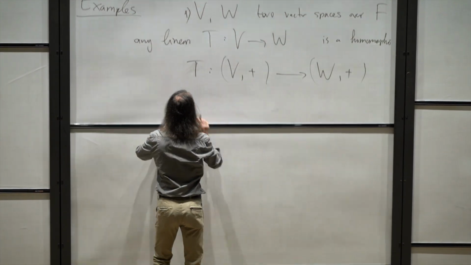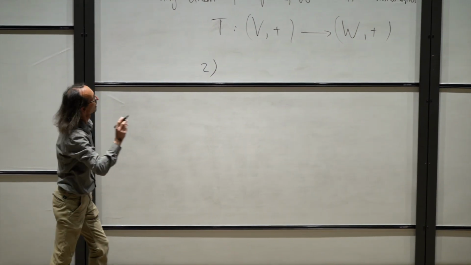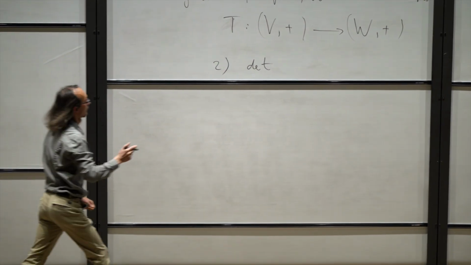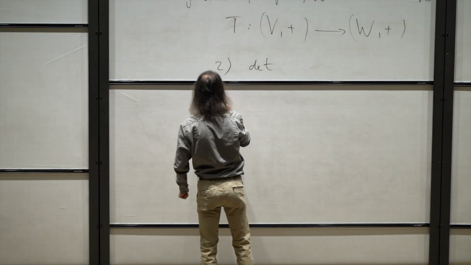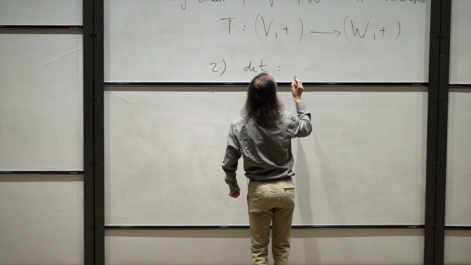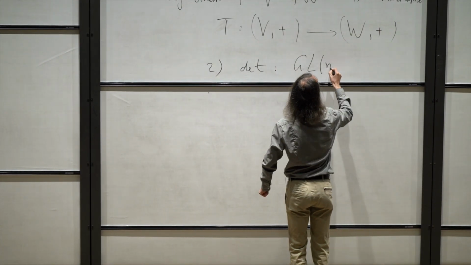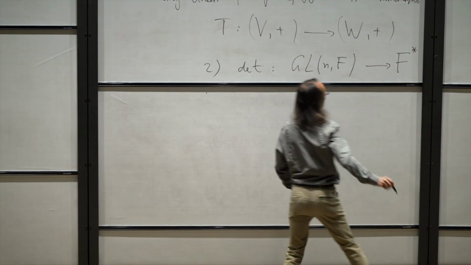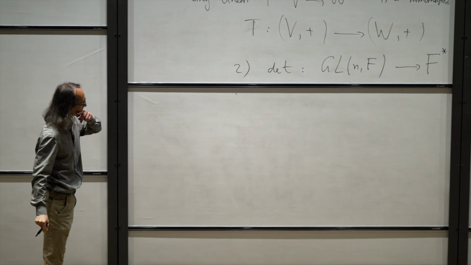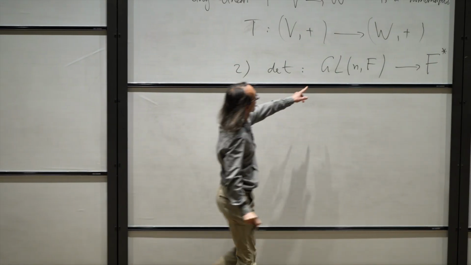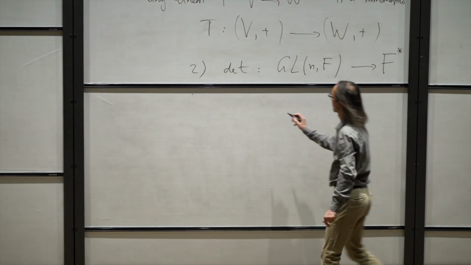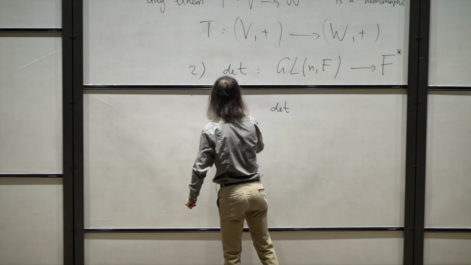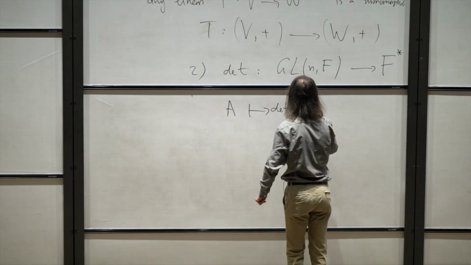Example 1. Example 2 is the determinant. Another very useful map. Given any field, we can consider the determinant map, basically from GL_n(F), where the matrix A goes to the determinant of A.